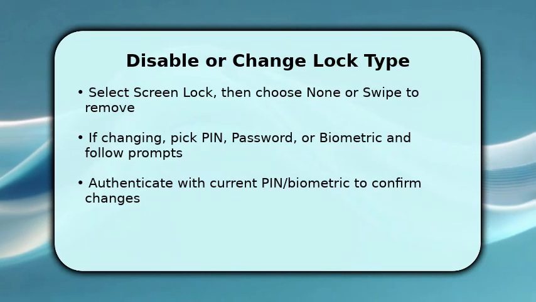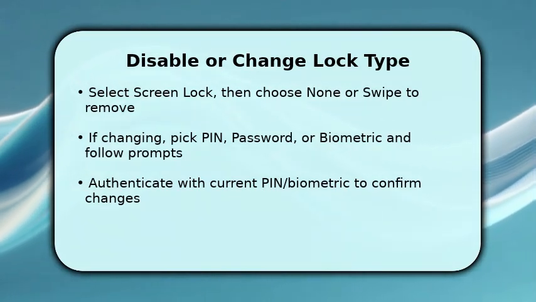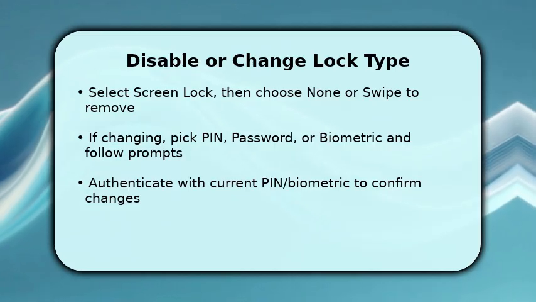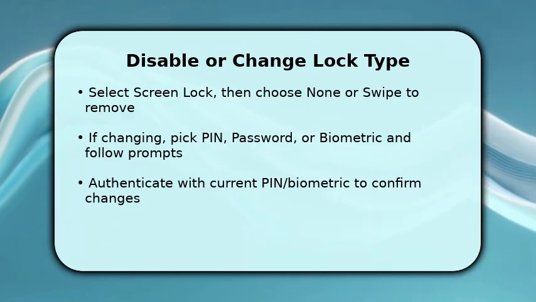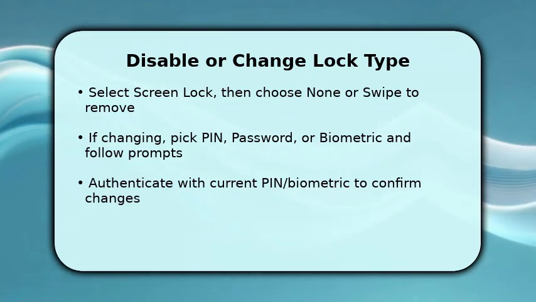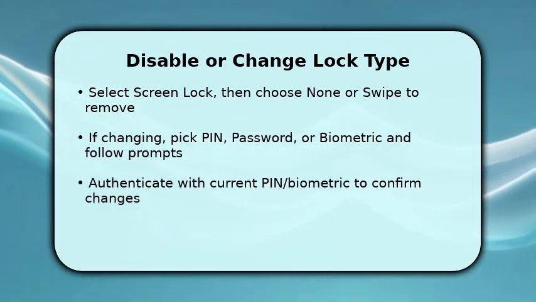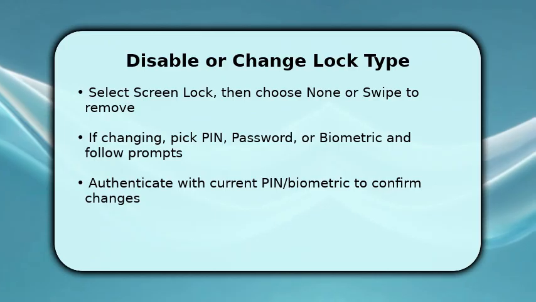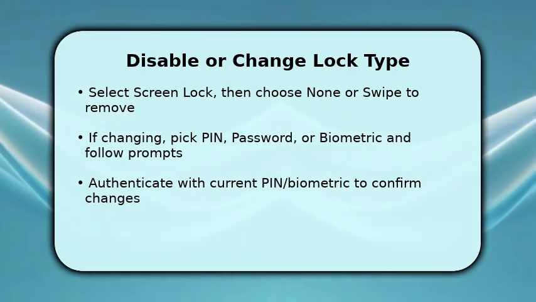Now you choose how to remove the lock. Tap Screen Lock and select None or swipe to disable security. If none is not allowed, pick a simpler lock type. You must authenticate with your current PIN, password, or fingerprint to confirm the change, because the system prevents unauthorized removal. Once authenticated, follow on-screen prompts to save the new setting. Make sure to read any warnings about data or account protections before finalizing the selection.